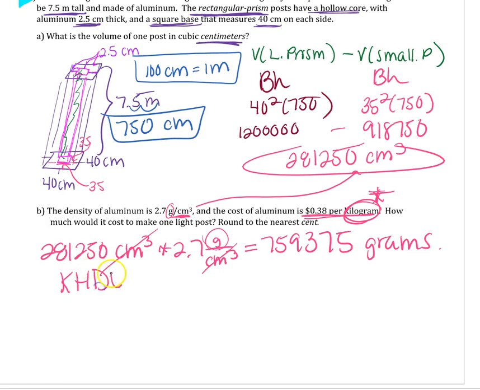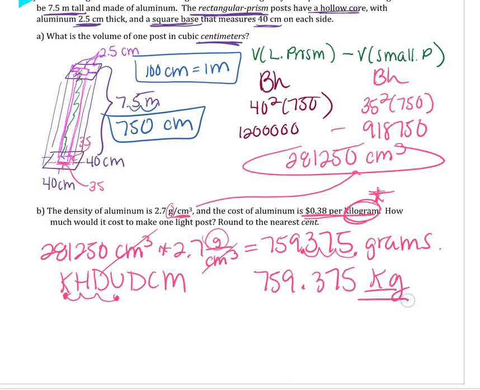King Henry doesn't usually drink chocolate milk. Okay, so right now you're at grams, but you want kilograms, which means you'd have to move your decimal, which would be right here, back 1, 2, 3 spaces to get to kilo. So 759.375 kilograms. And then it says it's 38 cents per kilogram. So we're going to take that, multiply by 0.38.